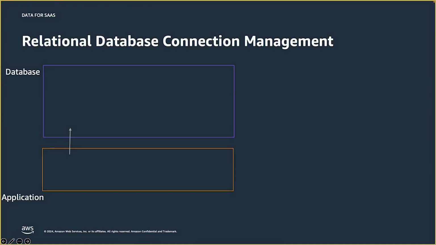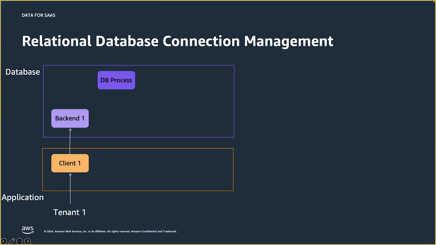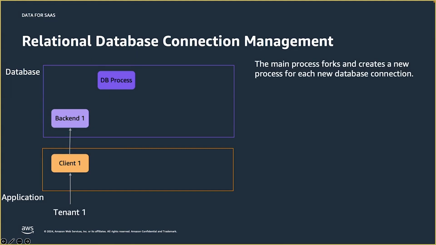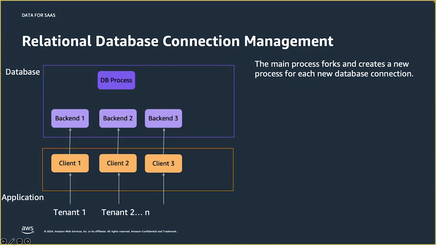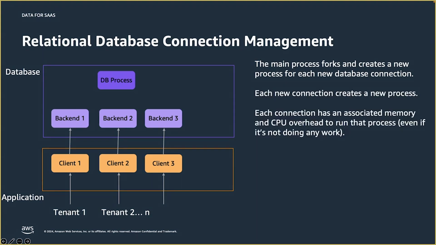So to begin with, let's think about how the database architecture works. We have the database process. This process then forks, and it creates a new process for each new database connection. So in this case, that could be for each new tenant, we create a new client connection, and that in turn creates a new backend process. This means that for each new connection, each new tenant, we create a new backend process.